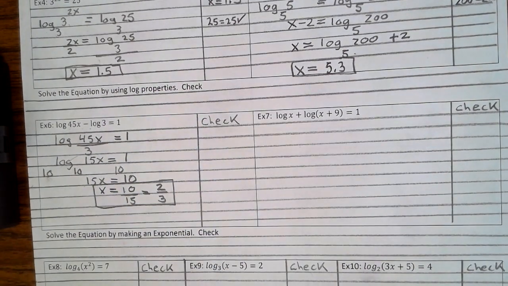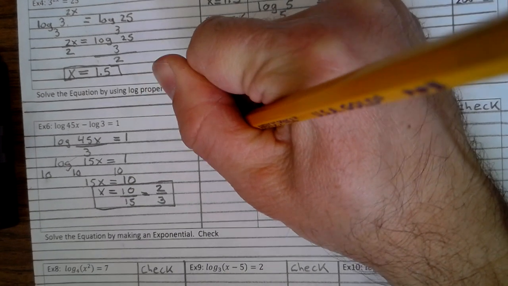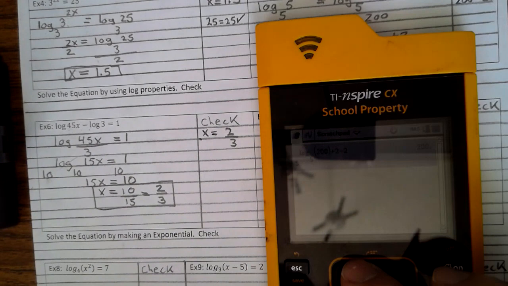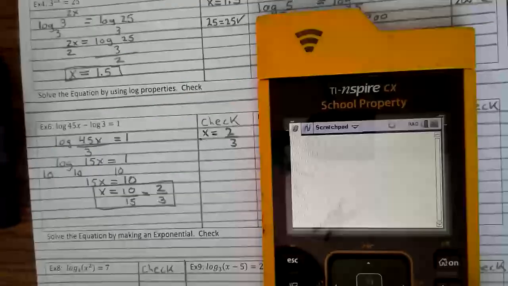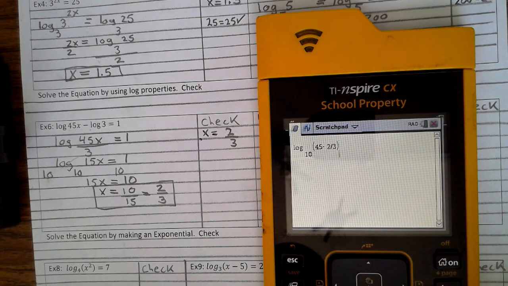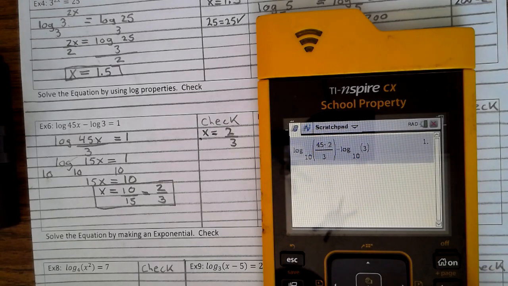So to do that again, we're going to use our calculator. So we're going to do log, and again, base 10, 45 times 2 divided by 3 minus control log base 10 of 3 equals 1. So it checks. So 1 equals 1. So it checks. All right, let's take a look at example 7.